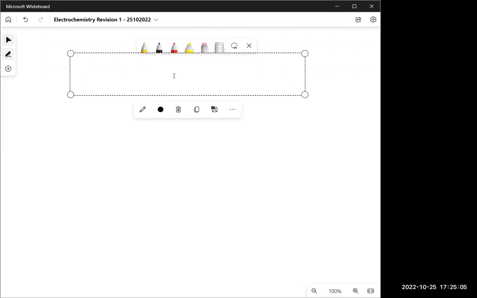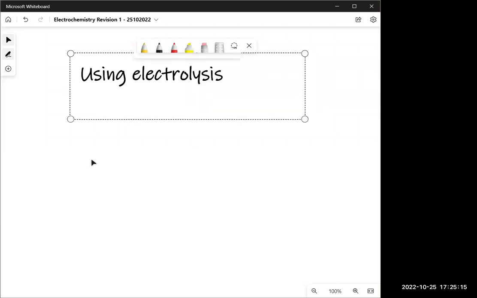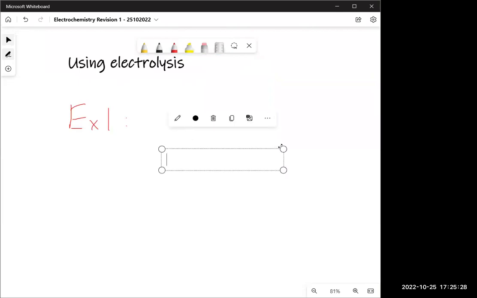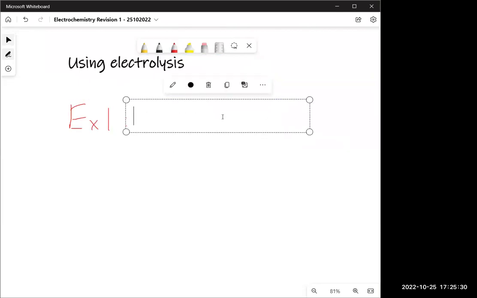Rejoin, quick. Now, next thing is we look at using electrolysis. Okay. Now, how do we use it? Niranjana, I still can't hear you. Let's try an example. Example 1.